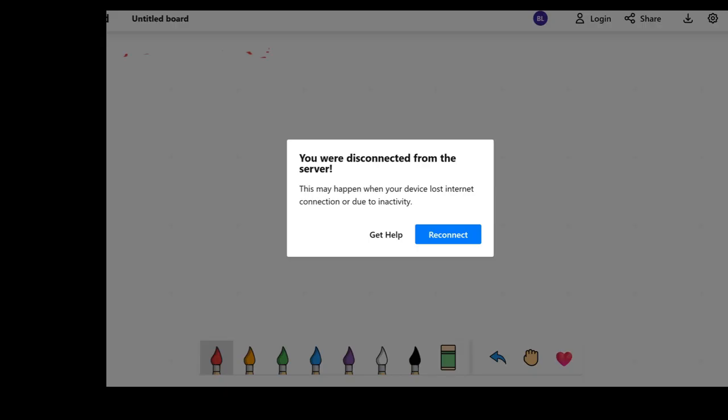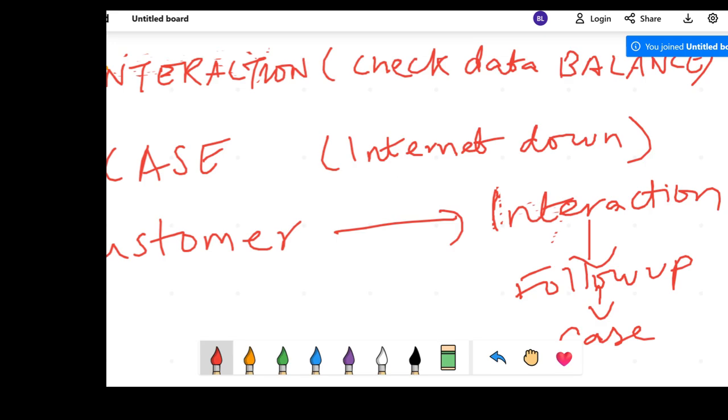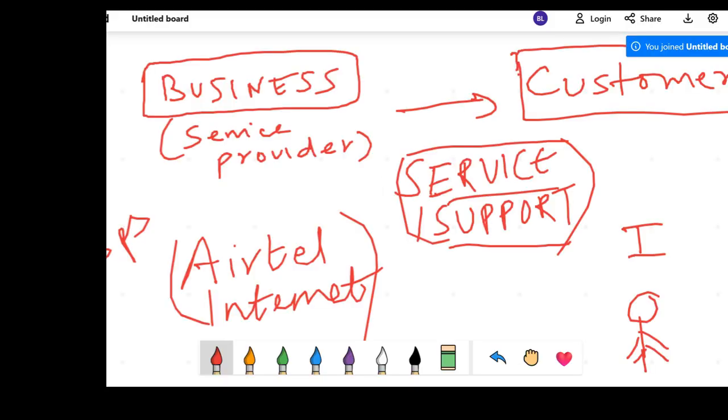So let's take another example here. Yeah, this is the example that I was talking about. If I talk about a data balance case, that's an interaction and that does not require any case. So case is not required in this data balance scenario.